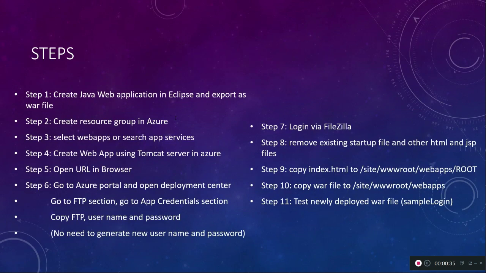The steps are: we create a Java application in Eclipse and export it as a WAR file or EAR file based on our requirement. Then create a resource group in Azure, select Web Apps or search for App Services in the Azure portal, and create a web app using the Tomcat server in Azure. We can use the Windows IIS server also. That's based on our requirement. So in today's lab we will use Tomcat and Java.